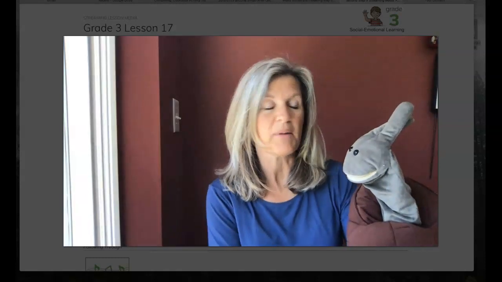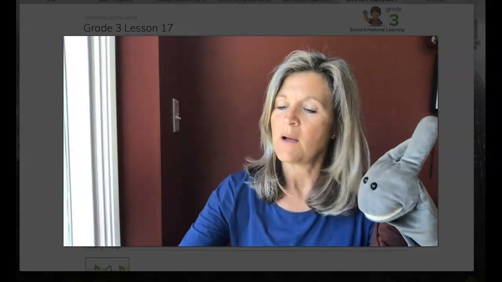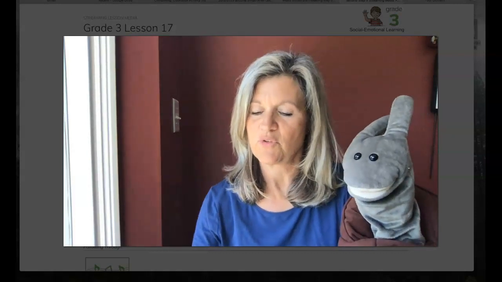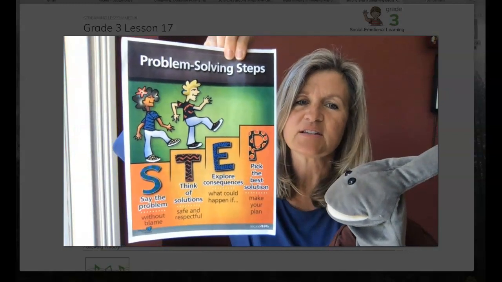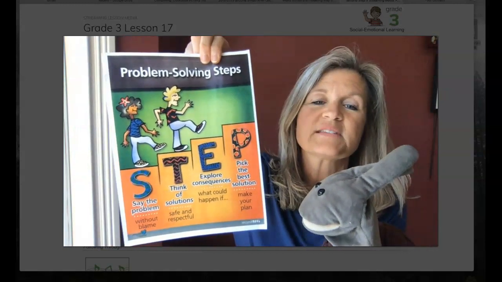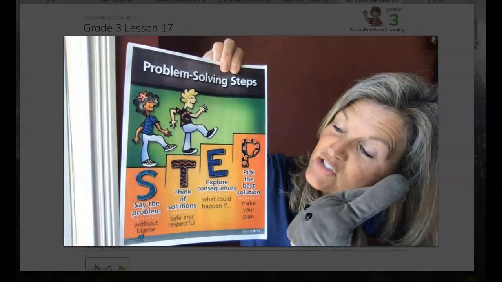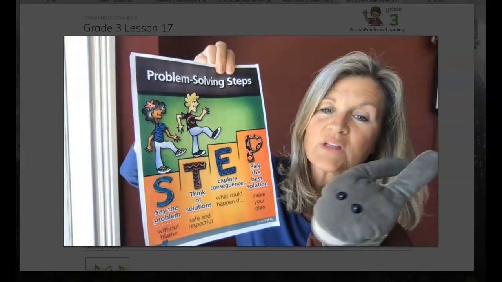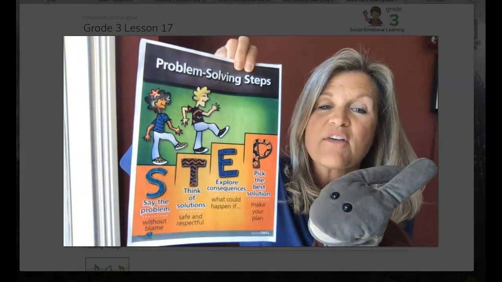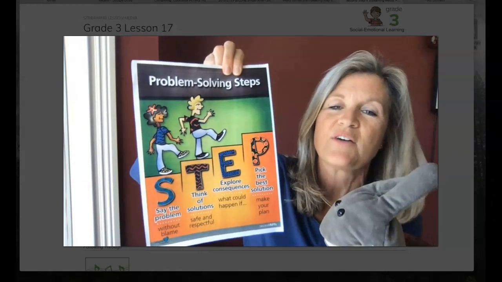And so today we're going to talk about that. So I want to show you a poster that a lot of you will remember from last year. See if this looks familiar. These are the problem-solving steps. And we call them the STEP steps, and how handy, the letters actually spell the word step. So let's go through them really quickly together so we can remember the 4 steps of solving problems when we have a problem with someone.